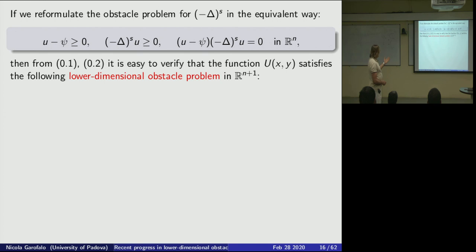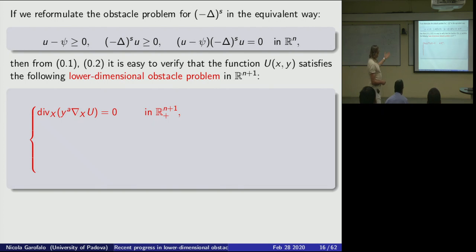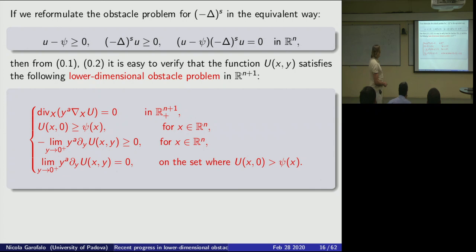wrote before. And then you see that now, if you compare the fact that little u is the Dirichlet datum of capital U, then capital U now solves this problem here. So you have this equal to 0 in R^(n+1)_+, and on the thin set, so this is the thin set, y equal to 0, capital U has to be bigger than or equal to the obstacle, this because on the thin set, capital U is little u. The Neumann condition has to be bigger than or equal to 0. Why? Because this is bigger than or equal to 0.